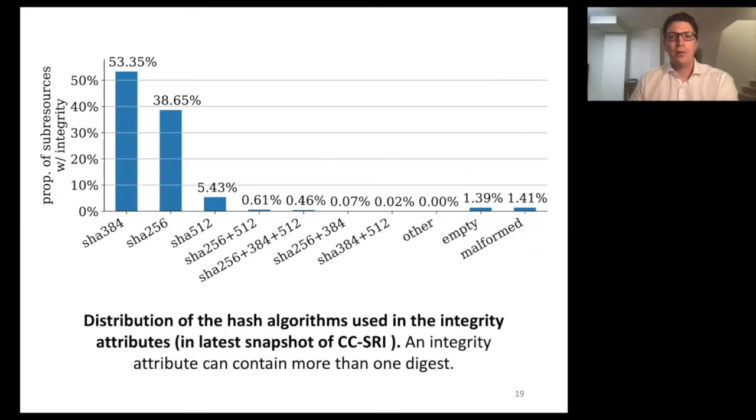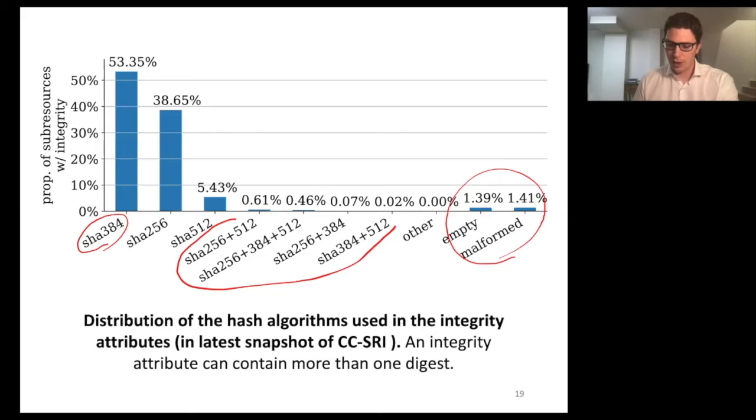Here, we show the distribution of the hash algorithms used in the integrity attribute. And the most popular is SHA-384. The possibility of an integrity attribute to contain more than one digest is rarely used in practice, and we can observe it here. Finally, we also notice that only about 2.8% of the integrity attributes are empty or malformed, meaning that these sub-resources will be included in the web pages, which is somewhat counterintuitive.